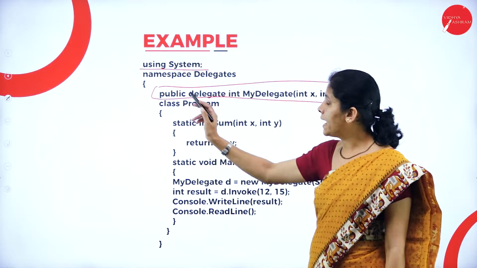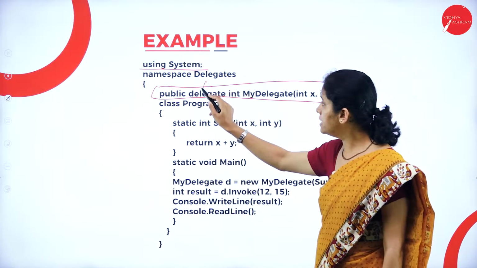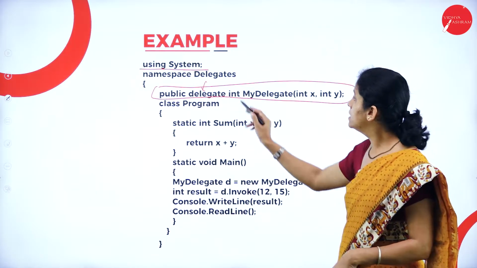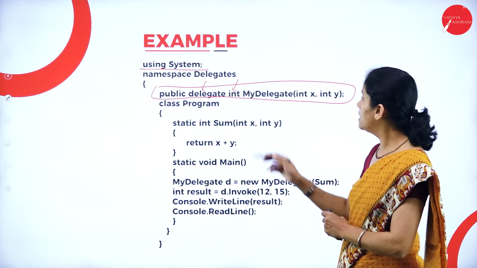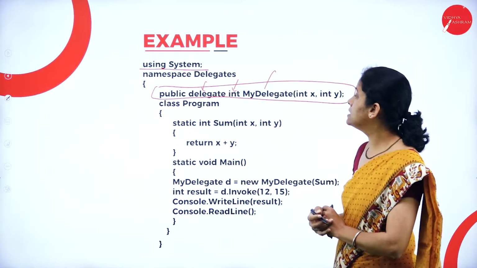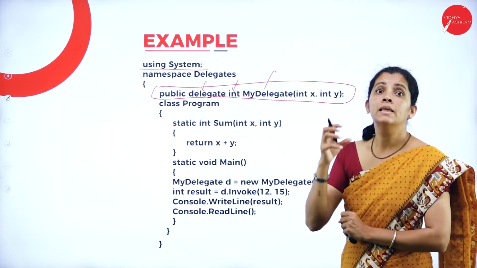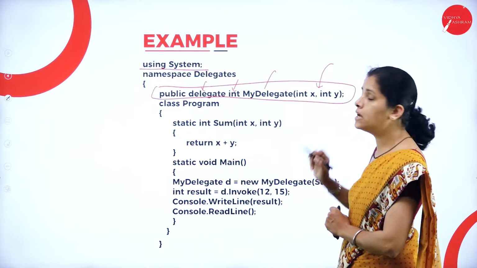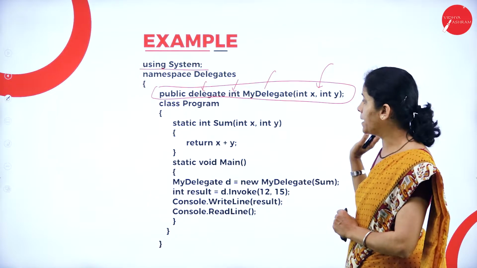Okay, so what is my access specifier? That is public. I'm going to create the delegate. So delegate is my keyword. Then int is nothing but the return type of my delegate, and my delegate is nothing but my delegate name, and it is capable of holding two parameters, that is int x and int y.